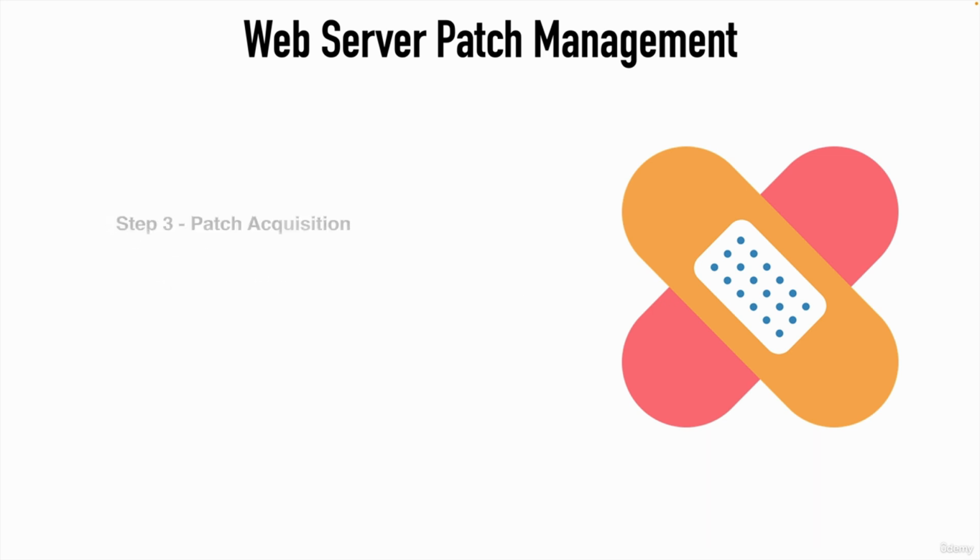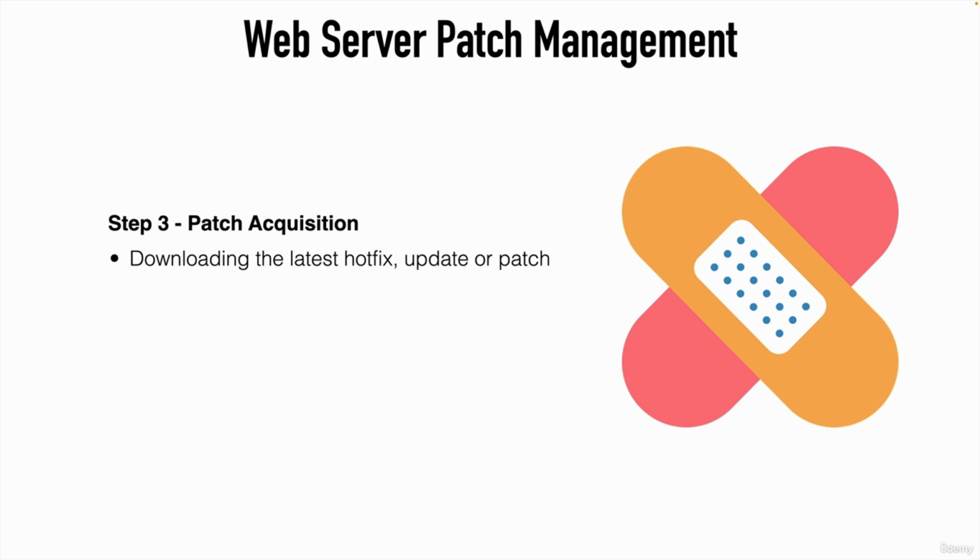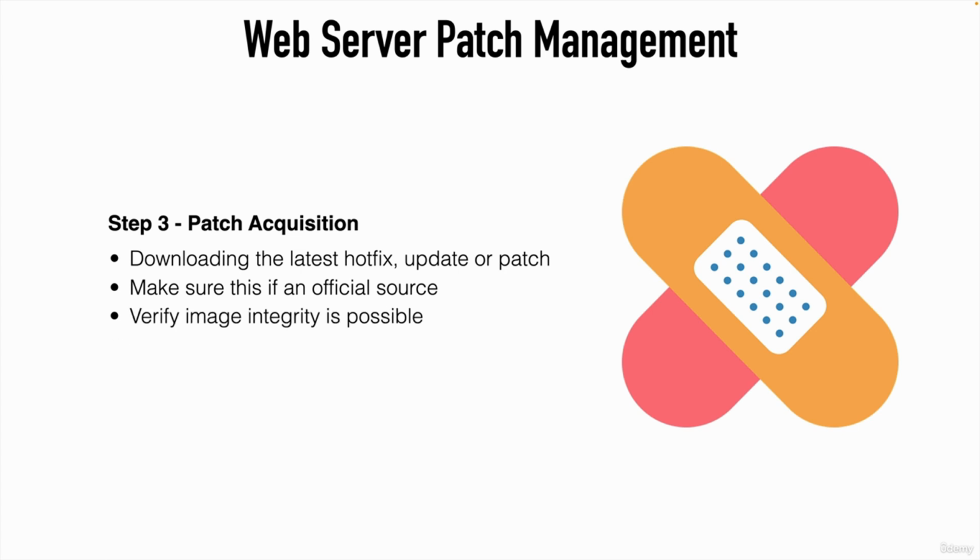Next, you want to acquire the patch. Very simply, you download the latest update. You want to make sure that you're getting this from the official sources, that being the vendor's website, and also verify the integrity of the downloaded image through hashing. We've talked about that previously. Many vendors, when they offer software downloads or image downloads, will provide things like MD5 hashes for the file. You could run the MD5 hash on the file itself after you download it just to verify the integrity of the image.